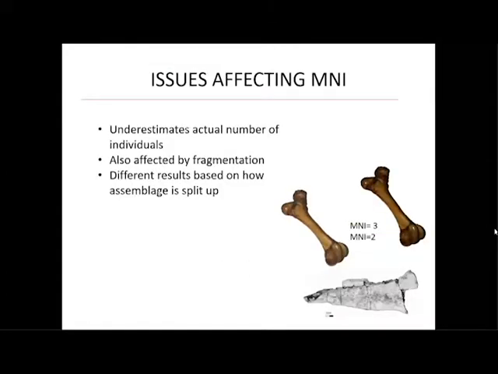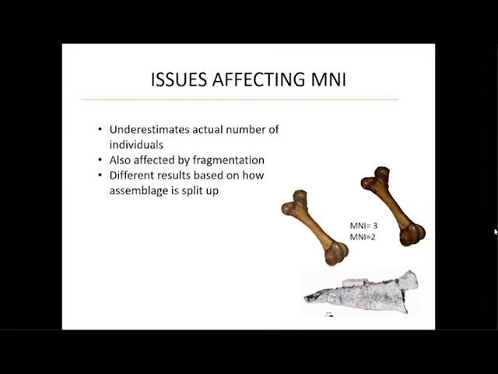So just like NISP, MNI is also affected by issues sometimes, and it could underestimate the actual number of individuals. That is, you could count more bones belonging to a same individual. It is affected by fragmentation, and fragmentation is what might cause the underestimation of actual individuals, because you try to account for the fragmentation. You could also get different results based on how you split your assemblage up.